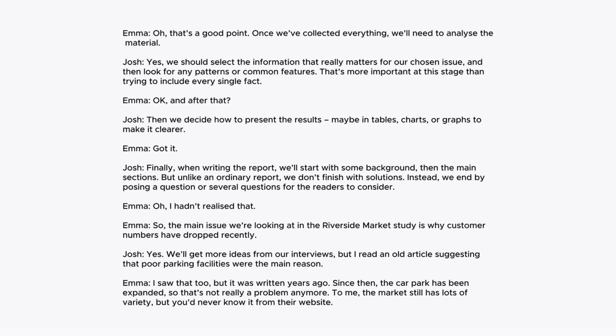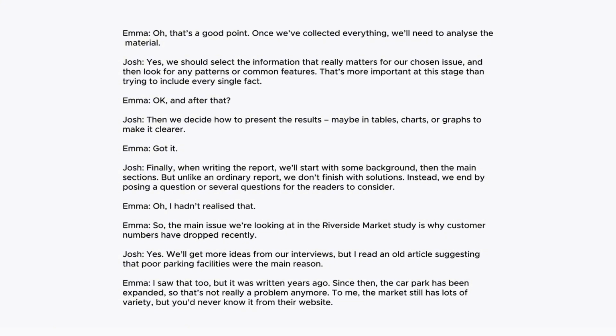So, the main issue we're looking at in the Riverside market study is why customer numbers have dropped recently. Yes, we'll get more ideas from our interviews, but I read an old article suggesting that poor parking facilities were the main reason. I saw that too, but it was written years ago. Since then, the car park has been expanded, so that's not really a problem anymore.